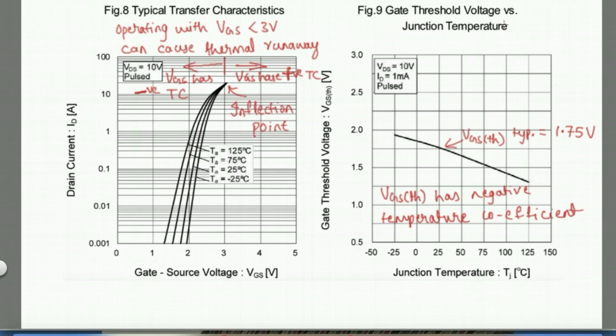Figure 9 provides the gate threshold voltage versus junction temperature. As we know, gate source threshold voltage typical is 1.75 volt, and because 1.75 volt is less than the inflection point, it will have negative temperature coefficient. As such, at a higher temperature, the gate source threshold voltage will be lower.